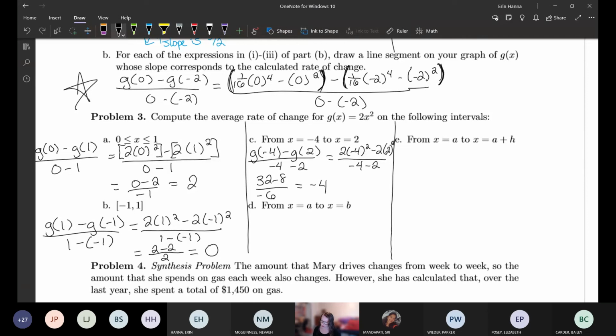Now on these next two, we don't have any numbers, we just have letters. So it's going to be left in a more generic format, which is fine. So we'd have g of a minus g of b all over a minus b. So really the way we would leave it is essentially 2a squared minus 2b squared all over a minus b. There's nothing else to reduce there.